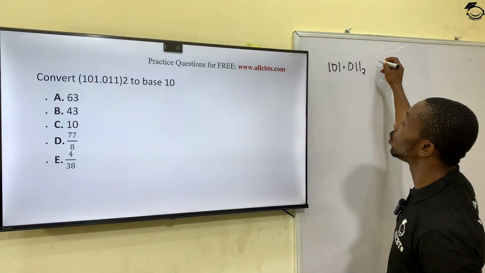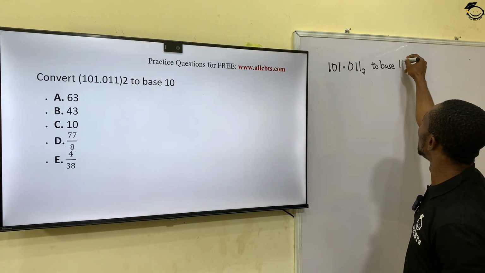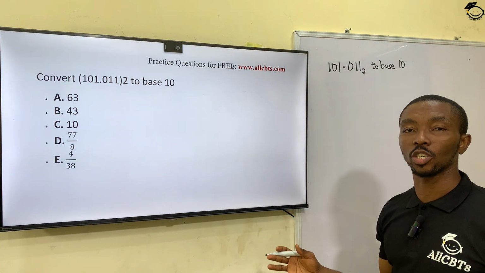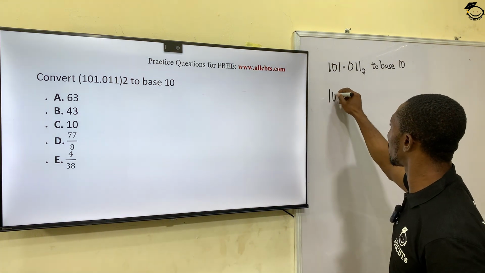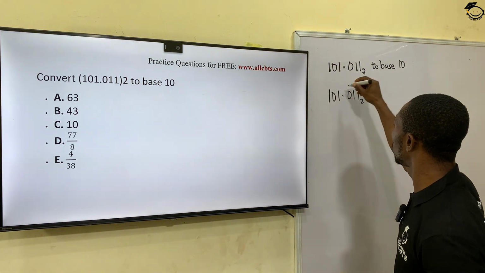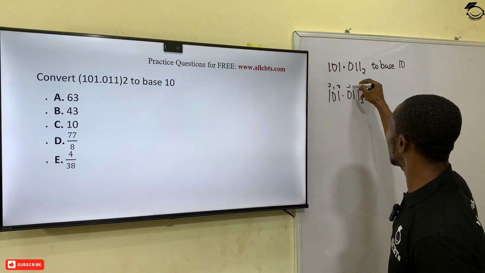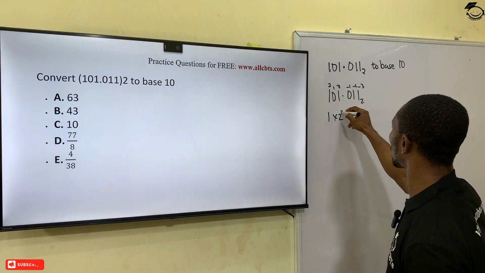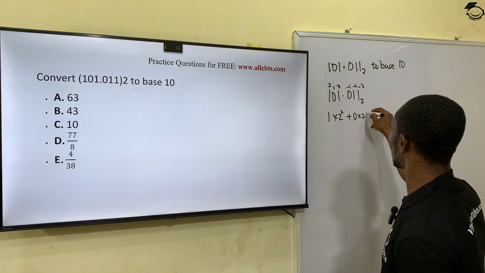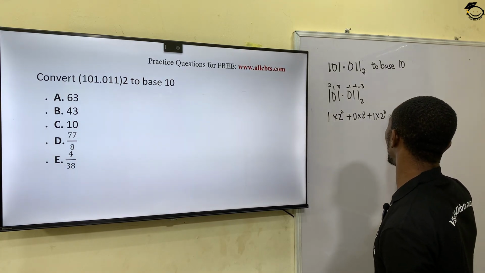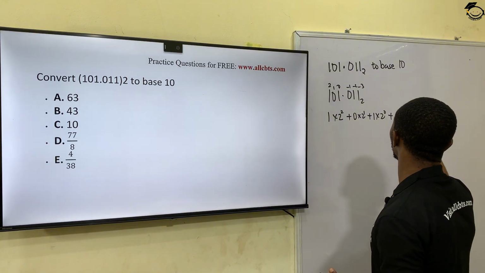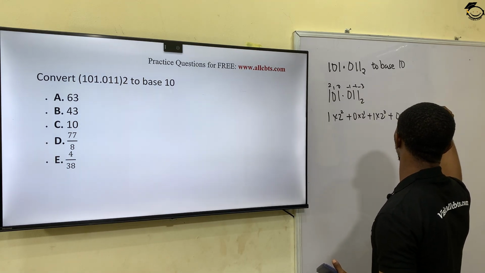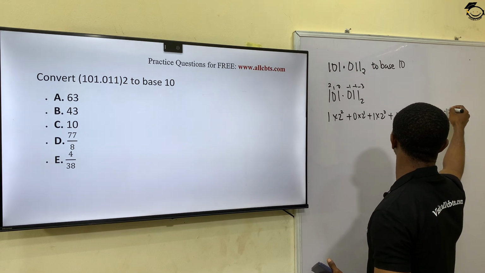Convert 101.011 base 2 to base 10. Now, if we have this in base 2, converting to base 10, we would use our expansion method. So having this as 101.011 base 2, with positions 2, 1, 0, minus 1, minus 2, minus 3. Now this will be 1 times 2 raised to power 2 plus 0 times 2 raised to power 1 plus 1 times 2 raised to power 0 plus 0 times 2 raised to power minus 1 plus 1 times 2 raised to power minus 2 plus 1 times 2 raised to power minus 3.